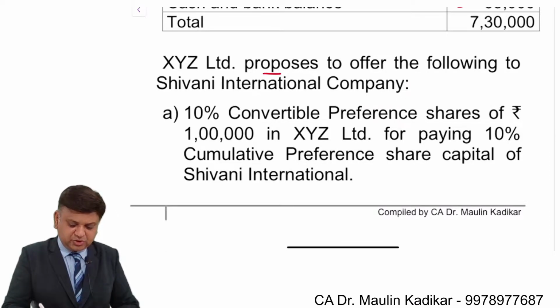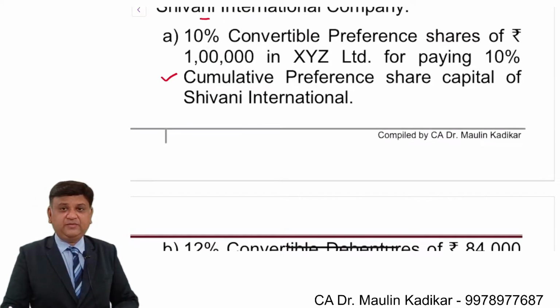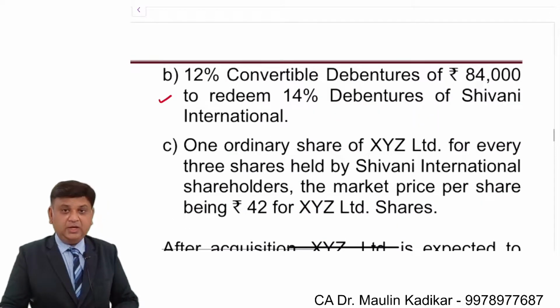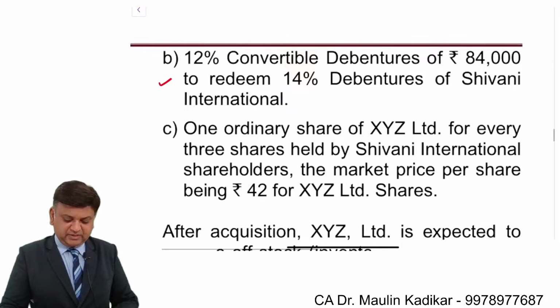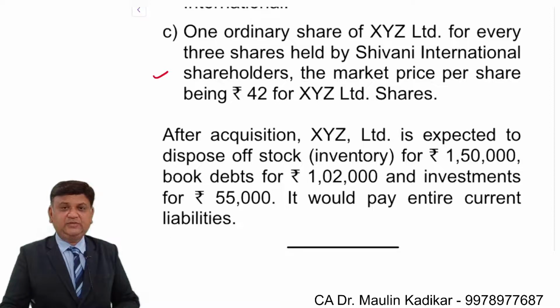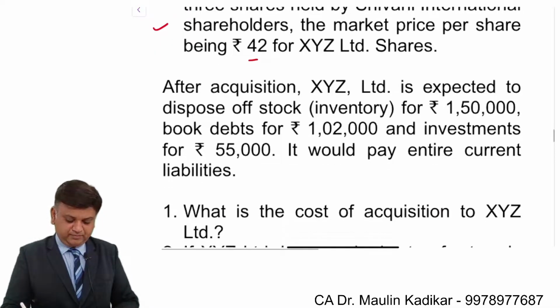XYZ Limited proposes to offer the following to Shivani International. First is 10% convertible preference shares of rupees 1 lakh in XYZ for paying the 10% cumulative preference share capital of Shivani International. Second, 12% convertible debentures of 84,000 to redeem the 14% debentures of Shivani International. Third, 1 share of XYZ for every 3 shares held by Shivani International shareholders. The market price is 42.